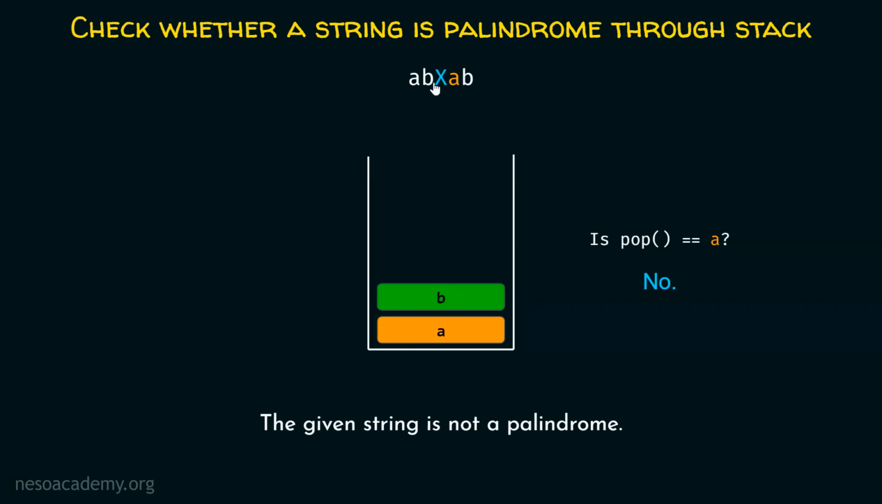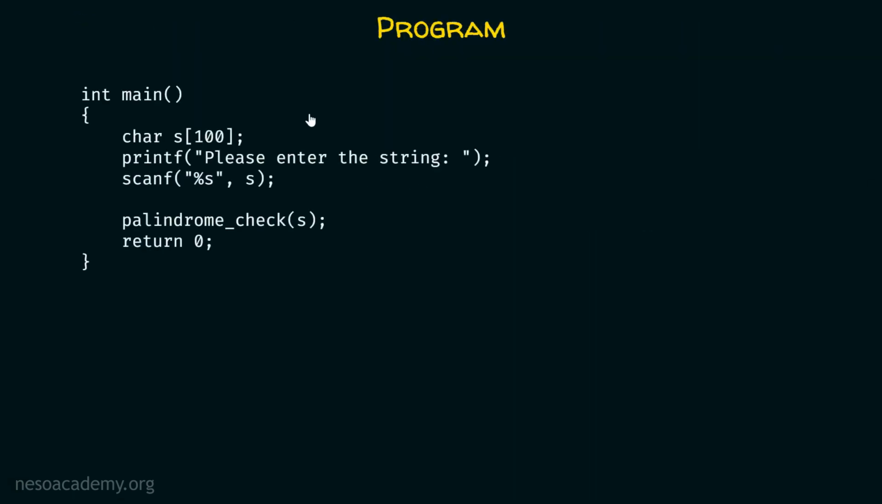And you can also check this on your own. If you read it from left to right, this is AB. But if you read this string from right to left, this is BA, not AB. That's why this string is not a palindrome. And we can check this with the help of the stack. It's very simple, right? Now let's write the program.